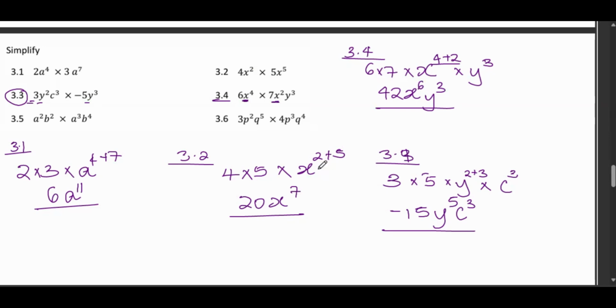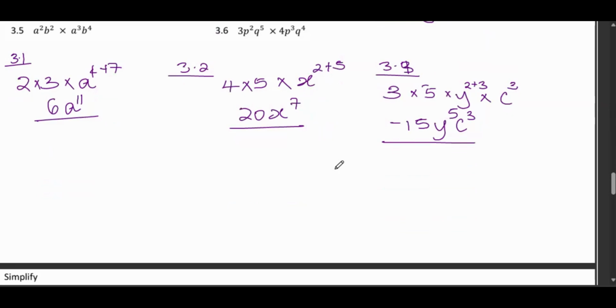Let's look at 3.5. It wants us to simplify that. Do we have any bases that are the same? Yes, A and B. So meaning A squared plus 3, and B squared plus 4. So this is A to the power 5, B to the power 6. That's my answer there.